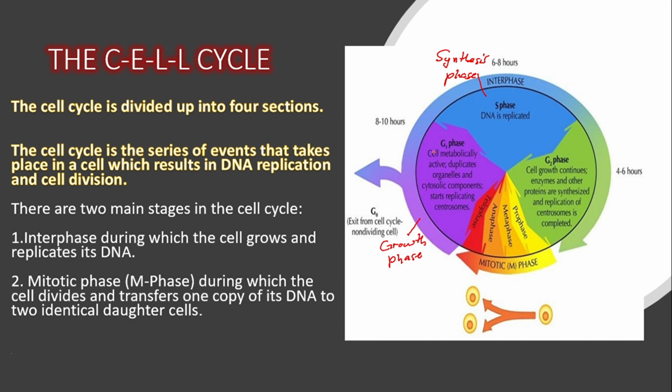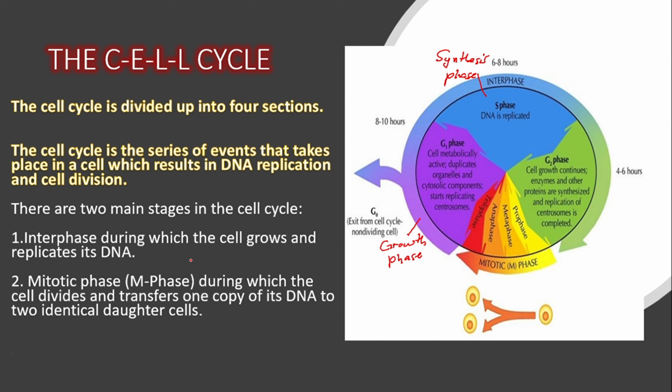All right, so 8 to 10 hours, that will be the growth phase. The cell will start to grow. That's the longest phase, that's the longest period. And then 6 to 8 hours, it will have a synthesis phase where the DNA becomes replicated. So more copies of chromosomes will be made in this phase. And then the cell will continue to grow and condense up until it is ready to undergo the mitosis phase.